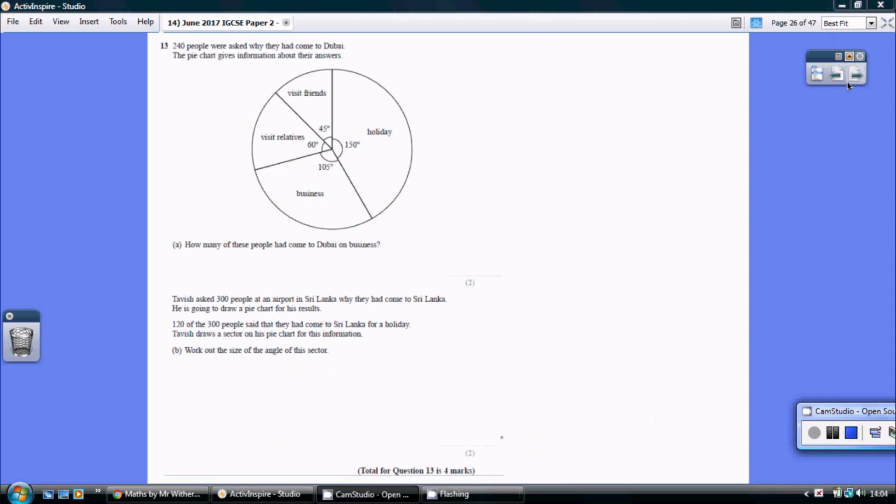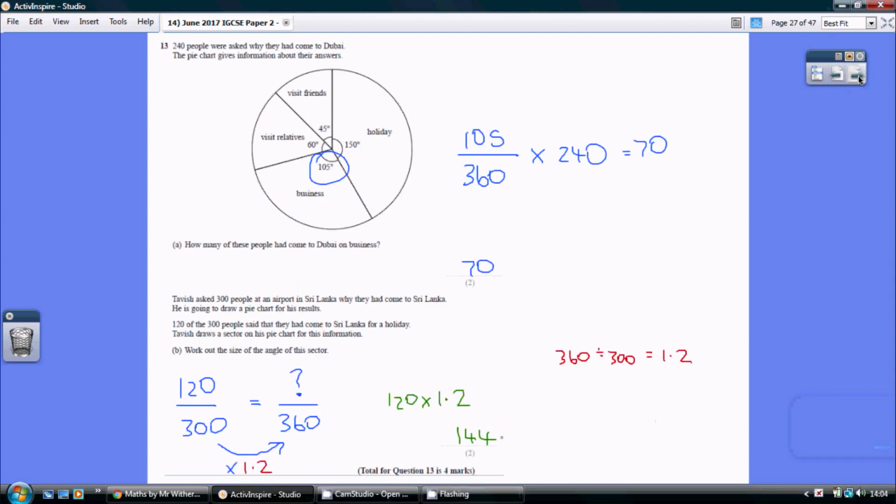Question 13. So 240 people are represented by the whole pie chart. So all the way around in degrees, 360 degrees is the 240 people. So each degree represents 240 divided by 360.